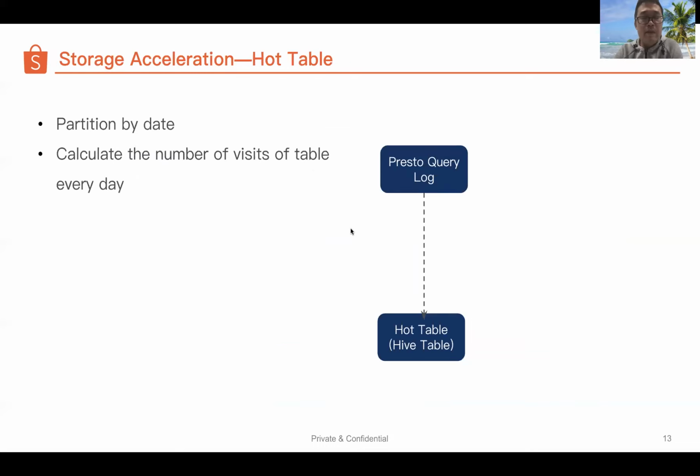Let us see them one by one. The hot table. The hot table is partitioned by date. It calculates the number of visits to each table every day. It is from the Presto query log to a Hive table. The hot table is a Hive table.